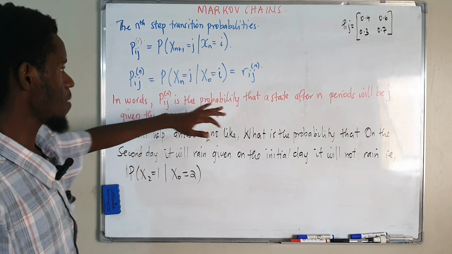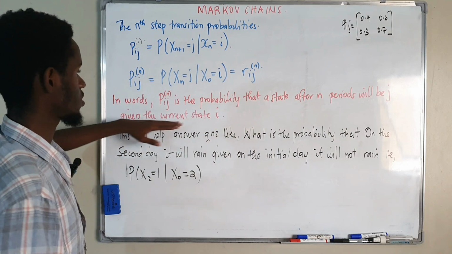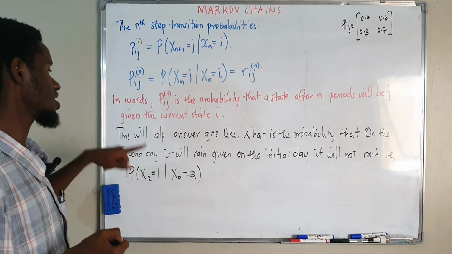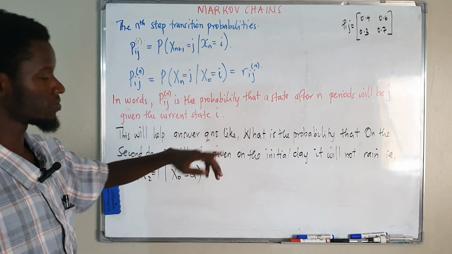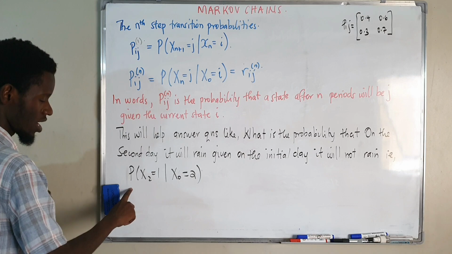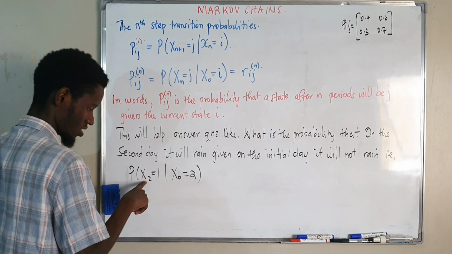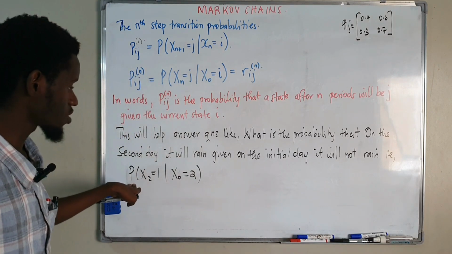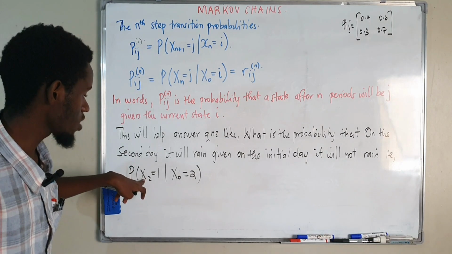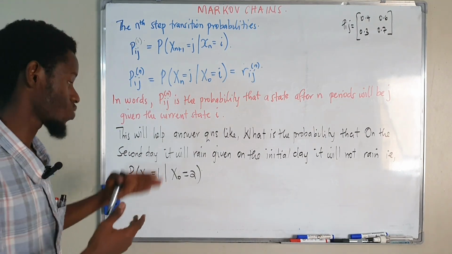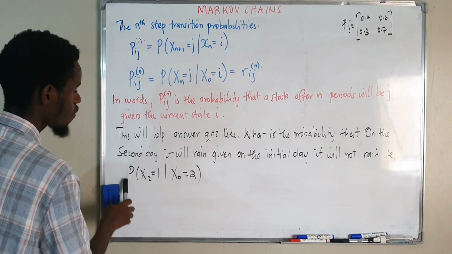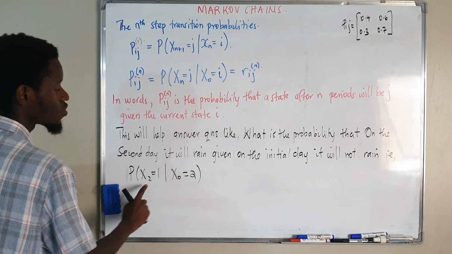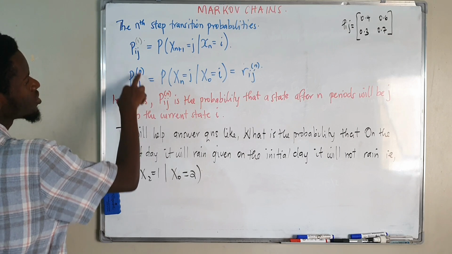Okay, this means the probability that the state after any number of periods will be j given the current state i. I think I'm making sense of this. And then this will help us answer questions like: what's the probability that on the second day it will rain given that on the initial day it did not rain? Our good example is here. Find the probability that on x2, on the second day, it will rain given that on the initial day it will not rain. As you see in this example, we are not told what happened on the first day, x1. We don't know what is happening on x1, but they want us to get the probability of the second day given the initial day. There is a step which is missing, and therefore the step is going to be 2 minus 0, which is 2. Therefore, this is now going to be our Pij 2 here.